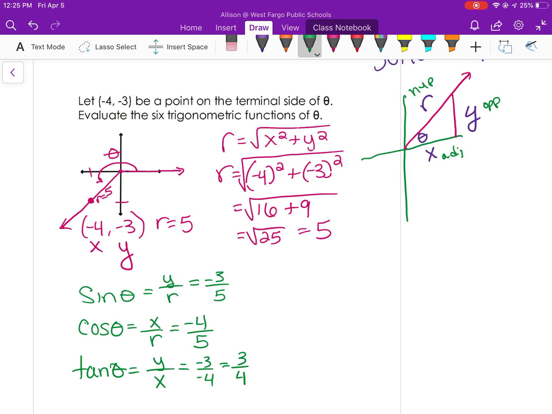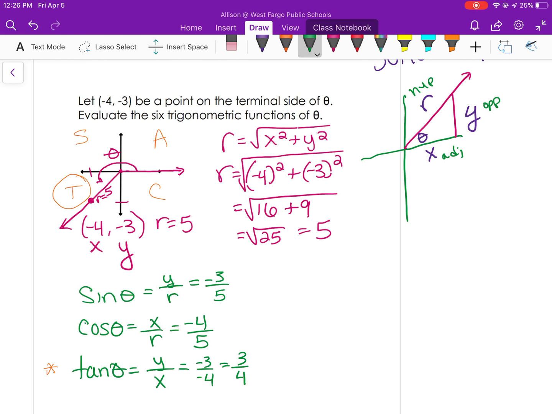Notice that sine and cosine are negative and tangent is positive. This is all students take calculus. The terminal side ends in the third quadrant, so only tangent and cotangent are positive. All other trig functions are negative.